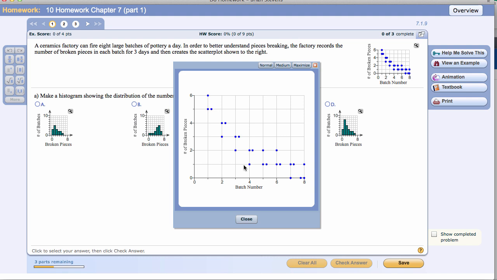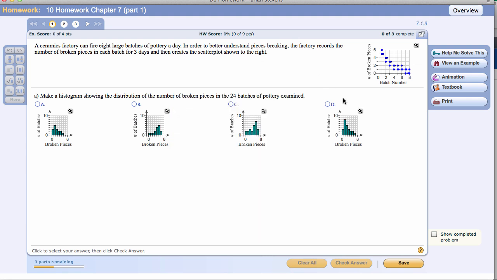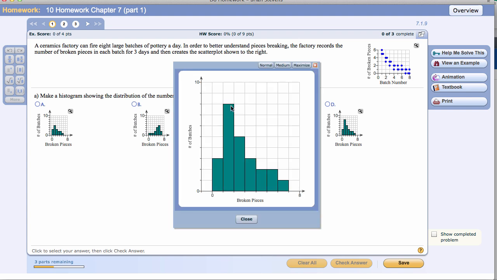When we go to 1 broken piece, we have 1, 2, 3, 4, 5, 6, 7, 8. There's a huge spike right here. We're just reading across to see how many batches, because each of these blue dots is a batch. Completely ignore batch number. We are looking at right here, 8 have 1 broken piece. So when we go down to the histogram of broken pieces, we have 8 with 1 broken piece.